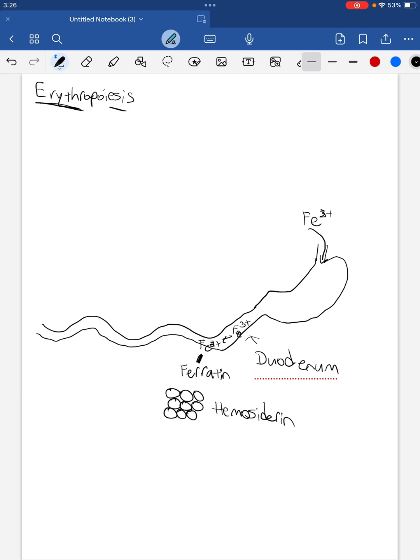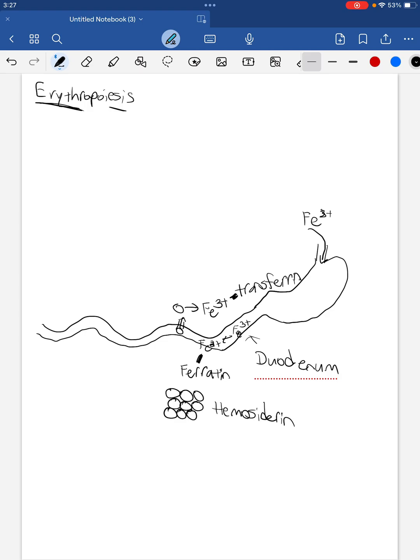Some ferritin will be released to the blood. Some of this ferritin is going to be released to the blood via a ferroportin transmembrane protein. So you have this transmembrane protein, and some of this ferritin here is going to be released into the blood from the small intestine. Then when it's in the blood, it can be converted back to iron 3+. Then it's going to bind to a transporter protein, transferrin. And then now it can be sent to red bone marrow, where it's going to be needed for erythropoiesis.